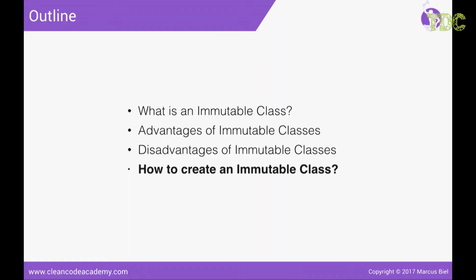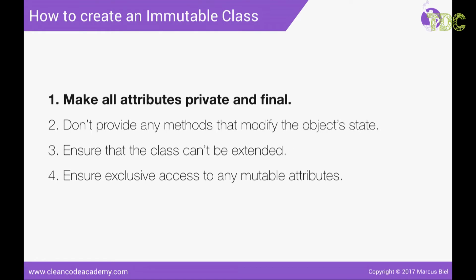Okay, and now I want to tell you how to create an immutable class, step by step. And there are 4 rules that you have to follow. I try to sort them starting with the easy stuff. And the first one is you make all attributes private and final.